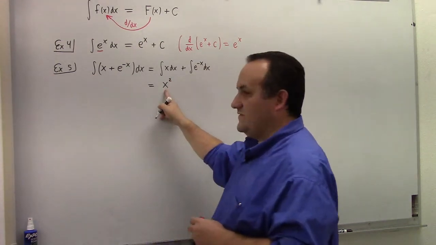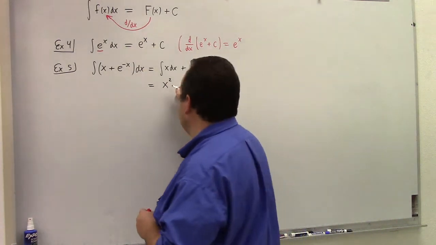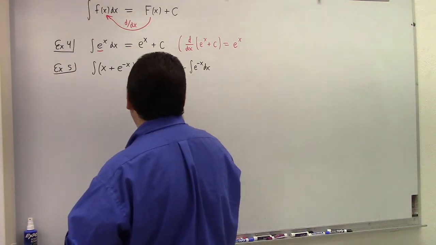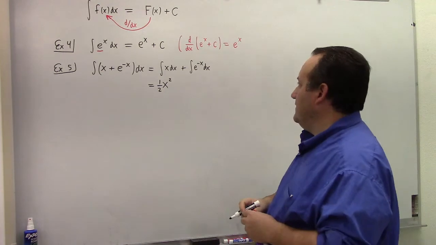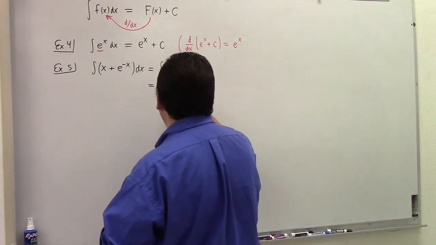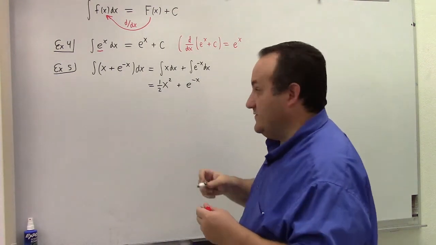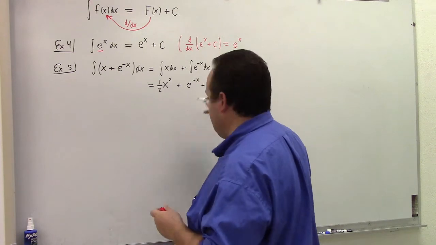Because when you differentiate x squared, you get a 2, right? So we have to divide by 2. So 1/2 x squared. And how about this? What if I just put plus e to the minus x? Is that going to work? We should check our answer, right? I'll check my answer in red.